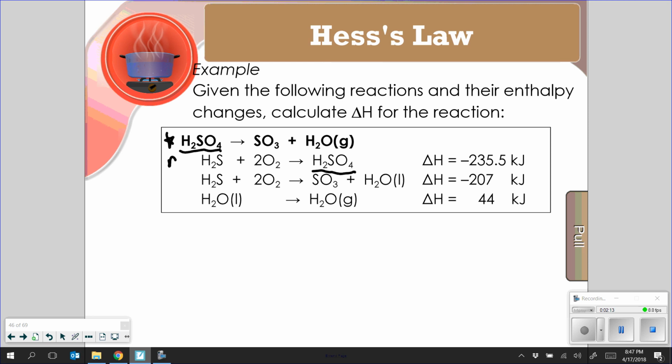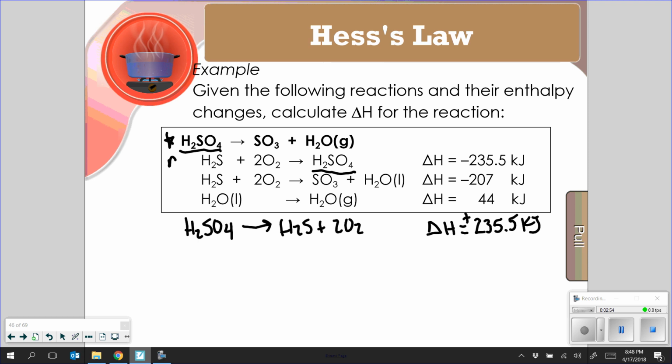And I'm going to go ahead and rewrite it down below so you can see exactly what I'm talking about. Now we're going to make H2SO4 my reactant, and I'm going to have H2S plus 2O2 as my products. And my change in H, it was negative 235.5 kilojoules. That was originally an exothermic reaction, but if I do the reverse of it, I have to change the sign for my change in enthalpy. So now it's going to be a positive. I'm going to actually put a positive there to show you, 235.5 kilojoules.